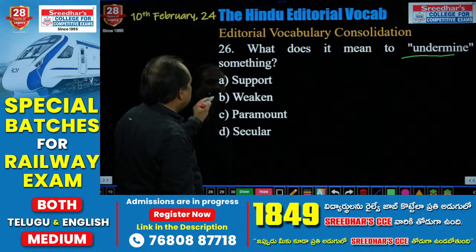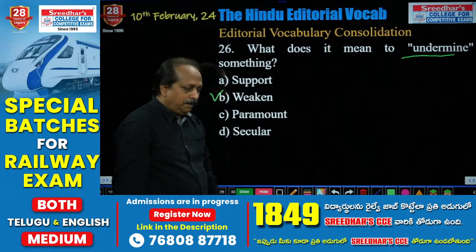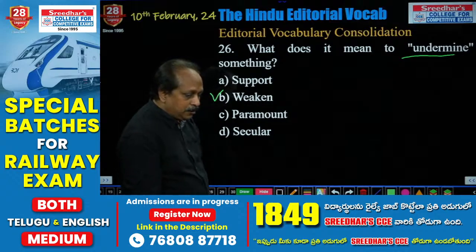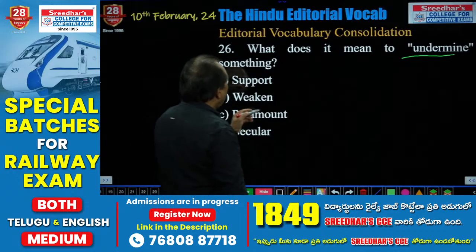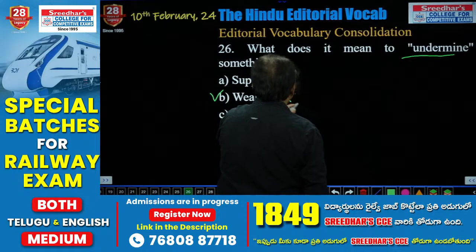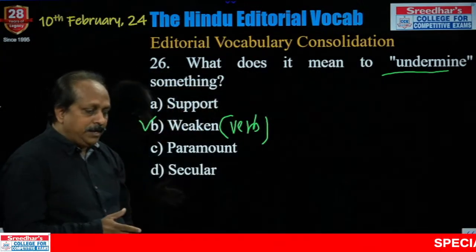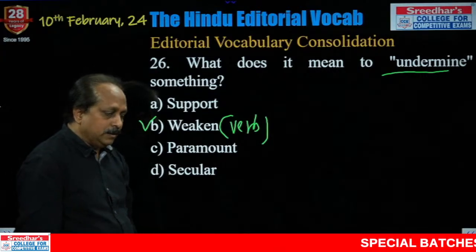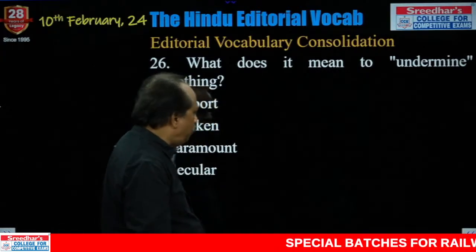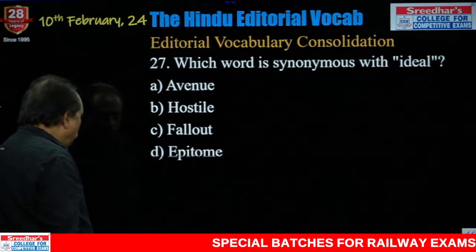25B, weaken. Perfect. Write the part of speech. Yes, now Nitish says fallout, radioactive particles. Perfect. Weaken is a verb. It is a regular verb. Weaken, weakened, weakened. It's a regular verb. Make something weak or destroy slowly.